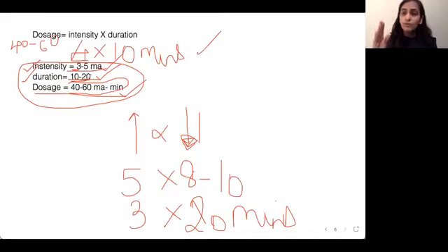What is the best? 4 milliampere for 10 minutes. You can do 3 milliampere for 20 minutes also. But whenever you are increasing the duration, always remember you have to keep checking the skin for any redness, any irritation, because the more we increase the duration, the more it is going to cause irritation to the skin. So you have to make sure that you check the skin. Okay, so the best dosage is going to be 4 milliampere for 10 minutes. Everyone clear with dosage?